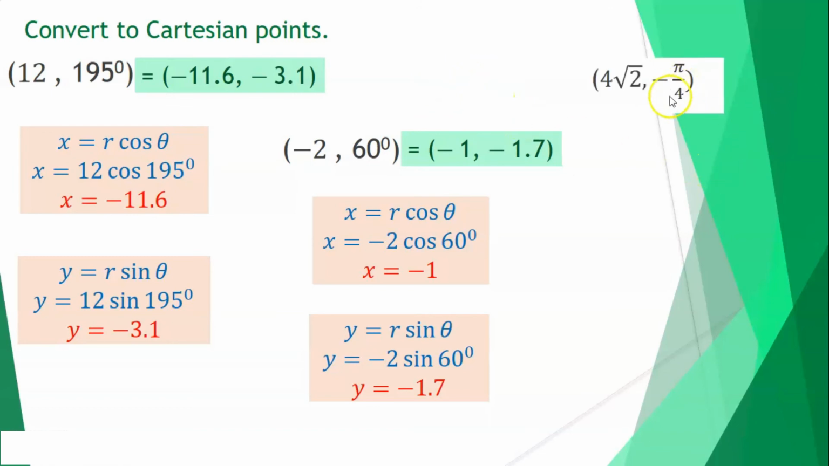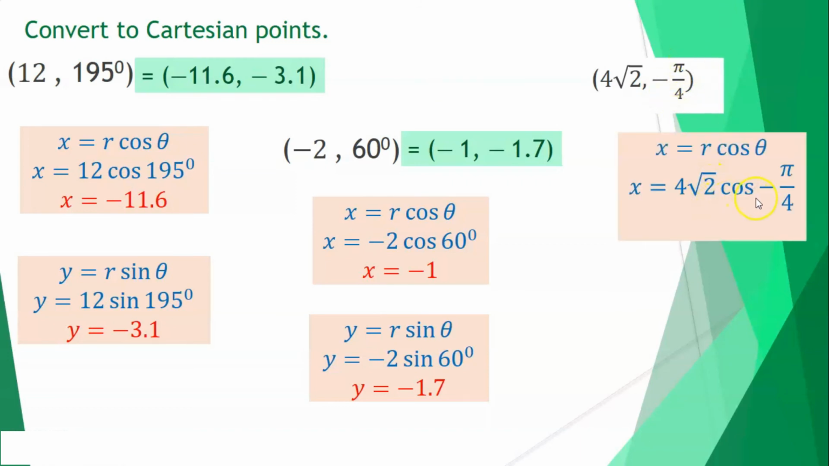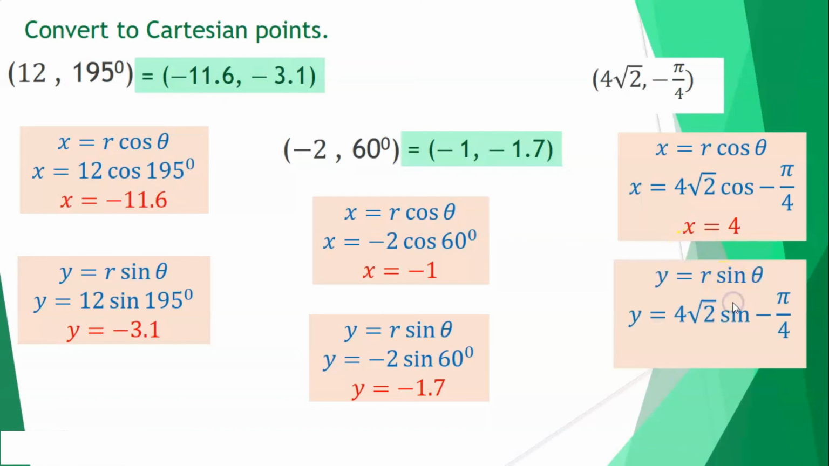Okay, last. 4 square root of 2 and -pi over 4. So the same thing. So let's substitute cosine -pi over 4. So we will end up with x is 4. Next, r sine theta. So substitute and simplify. We will have y is -4. Now take note, -pi over 4 is located in the fourth quadrant. And (4, -4) is also located in the fourth quadrant.